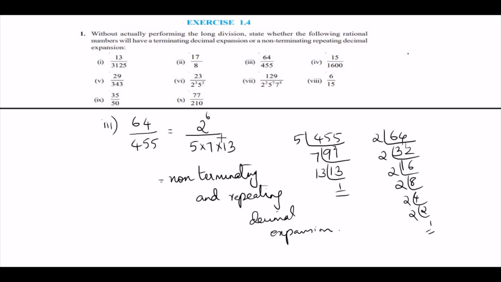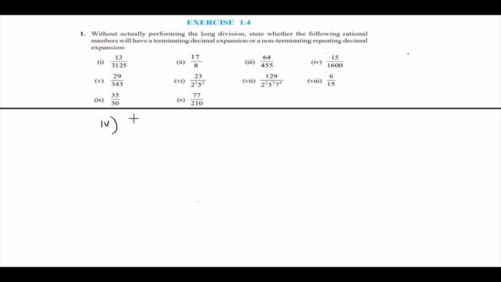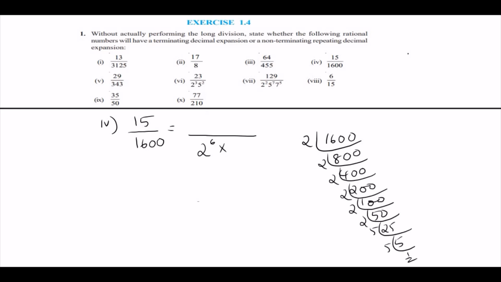So the thing is, in the denominator you have to get only in terms of 2 raised to m and 5 raised to n. If you are having any other factors, you can say it is non-terminating and repeating. The fourth question is 15 by 1600. So when you factorize 1600, you get 2 raised to 6 into 5 square. And in the numerator, it is 3 into 5. So you can cancel 5 as it is a common factor. Now it is co-prime. And in the denominator, it is of the form 2 raised to m, 5 raised to n. So you can say it is a terminating decimal expansion.